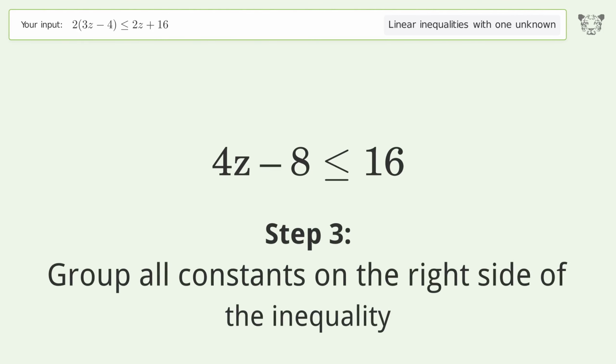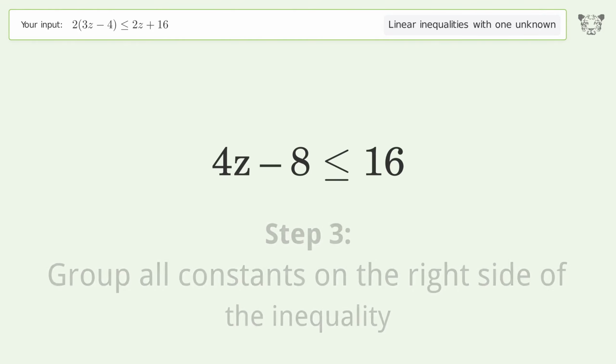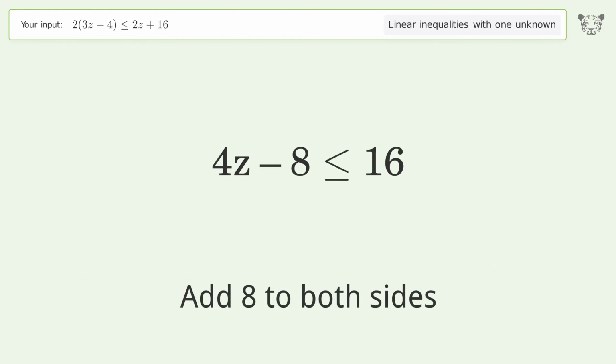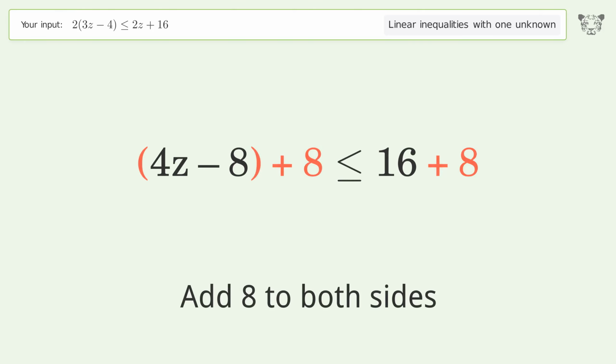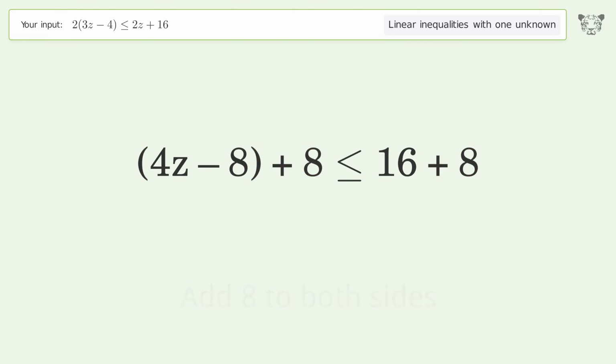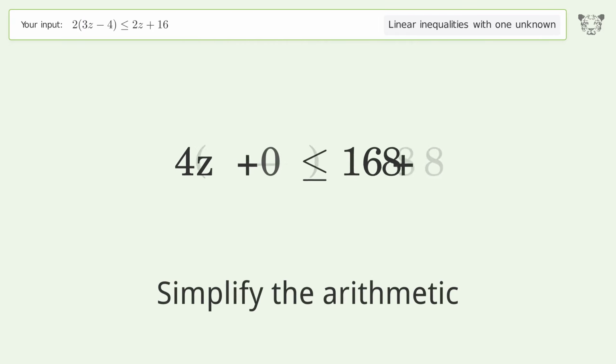Group all constants on the right side of the inequality. Add 8 to both sides. Simplify the arithmetic.